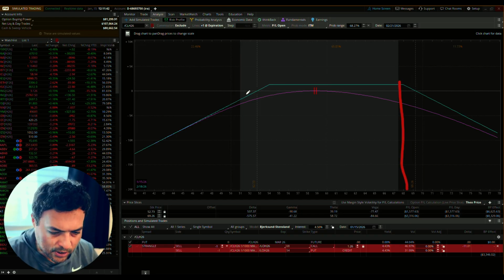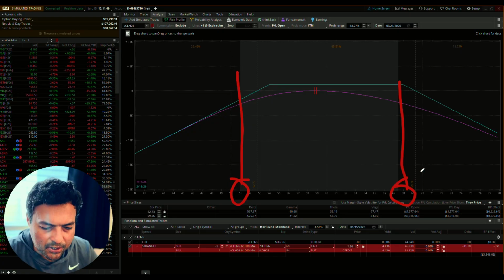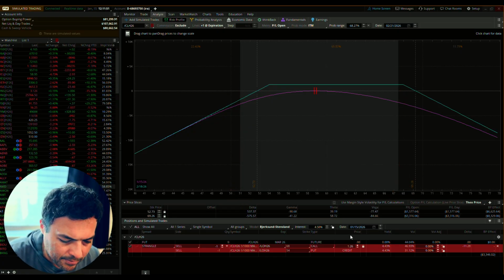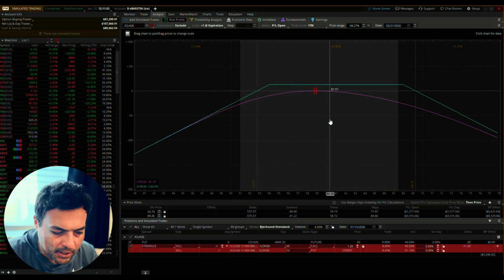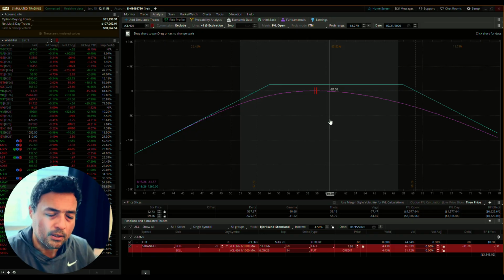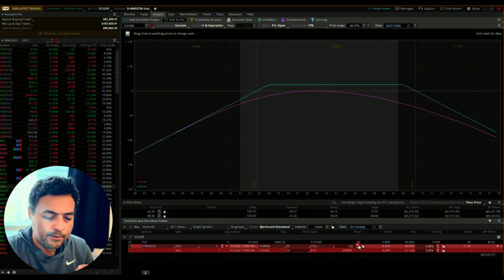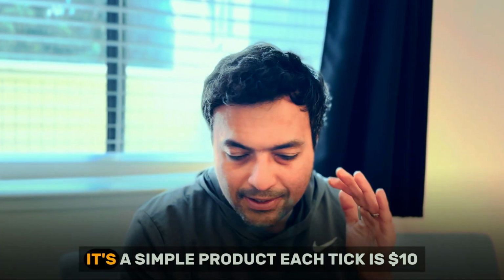So expected move is this gray chart. On the put side, it's going to go down to 51. On the call side, it's about 67, and we are choosing 68. Okay, so that's the difference. 126 means you're collecting $1,260 on this trade. Every tick is like $10. So 126, if you collect 127, you'll collect $1,270. It's a simple product.